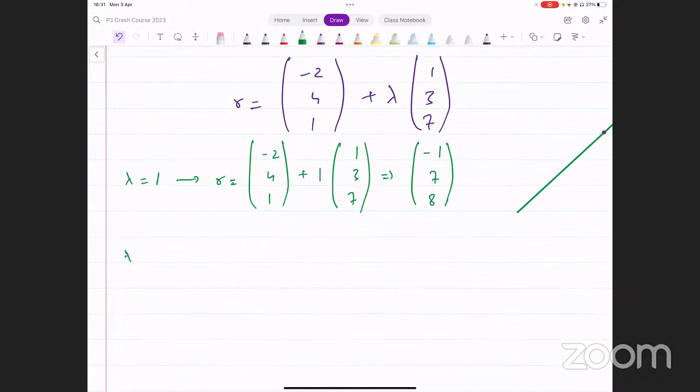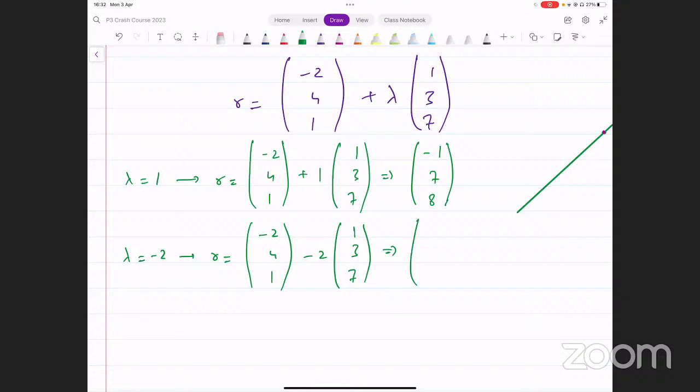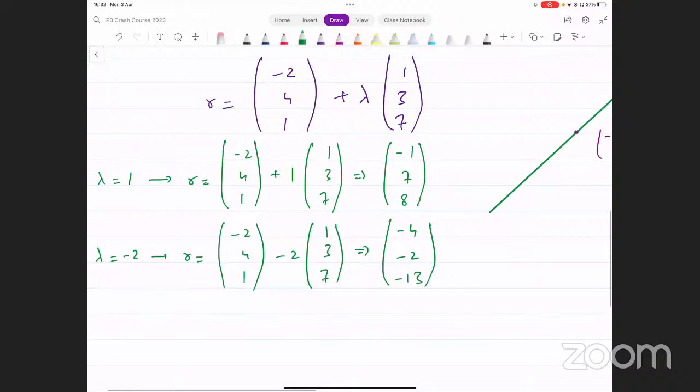So let's say if I were to input lambda equal to minus 2, that is going to give me r equal to (-2, 4, 1) plus minus 2 into (1, 3, 7). This gives us another value of lambda and another position vector, which is minus 2 into 1, which is minus 4. Then 4 minus 2 into 3, that's minus 2. 1 minus 2 into 7, that's minus 13. This is another point that we have on this line.